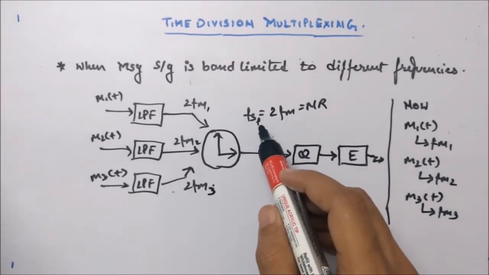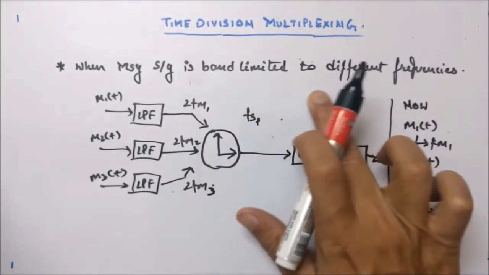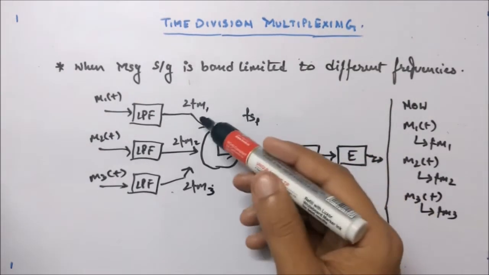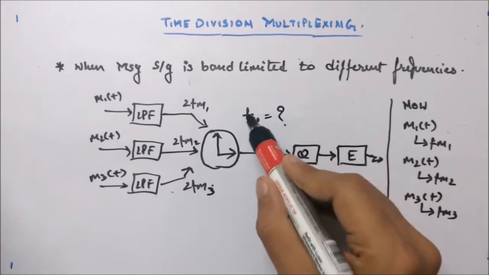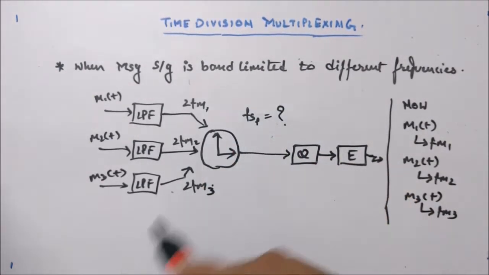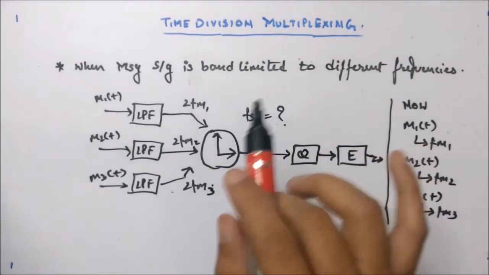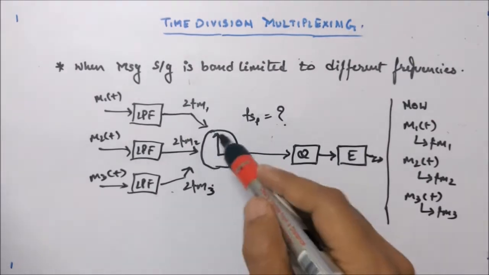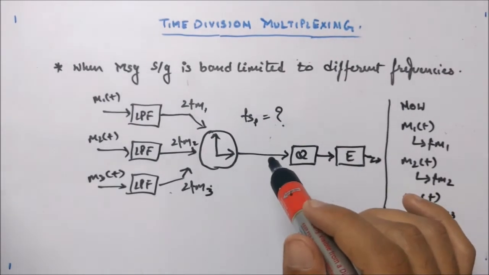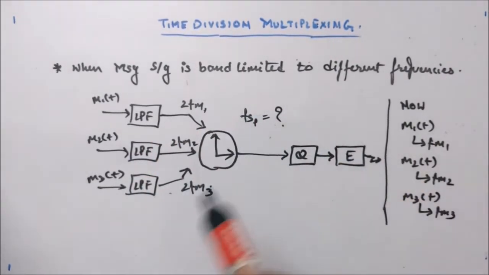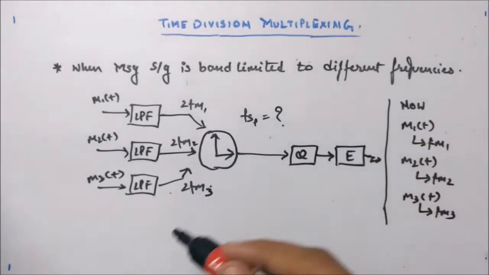Now this Fs, the speed of the commutator, will not be equal to the Nyquist rate now, because all three of them have different Nyquist rates. So what will be the speed of the commutator in this case? We will look into this part of the problem, and that is the main objective of this topic. Okay, so it turns out there are two ways to solve this problem, and we'll look at them next.